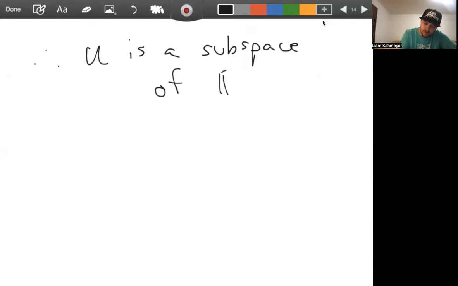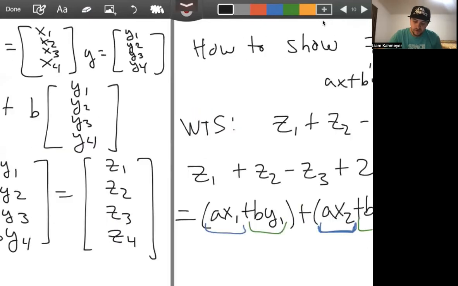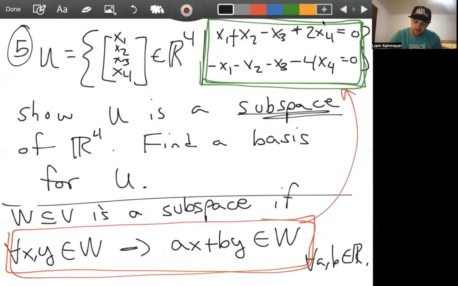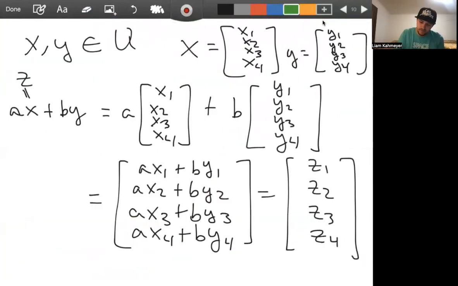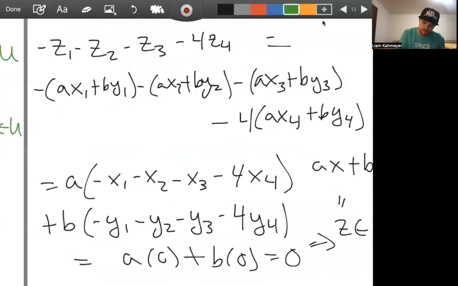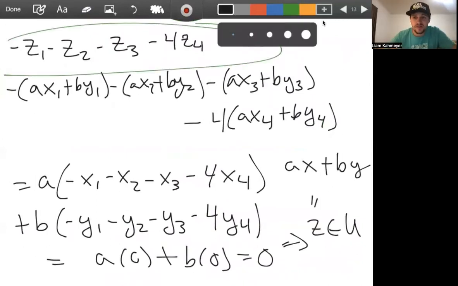of R4. Because what did we do? We had to show that for any two elements that satisfy these equations, any linear combination also satisfies these equations. That's exactly what we've shown. We showed that for the first equation here, and then we've shown that for the second equation here. Great, so this is a subspace.